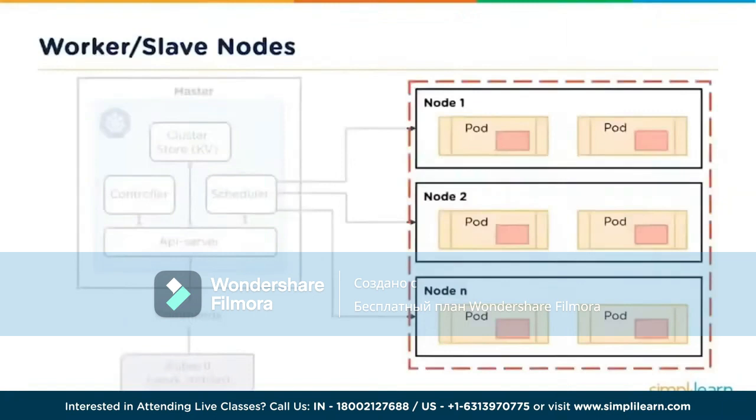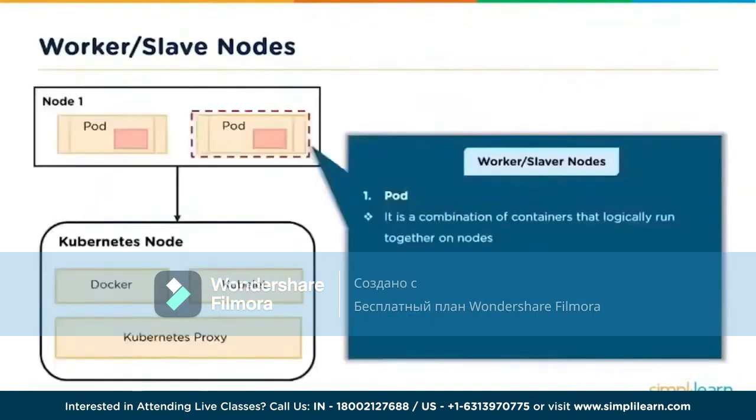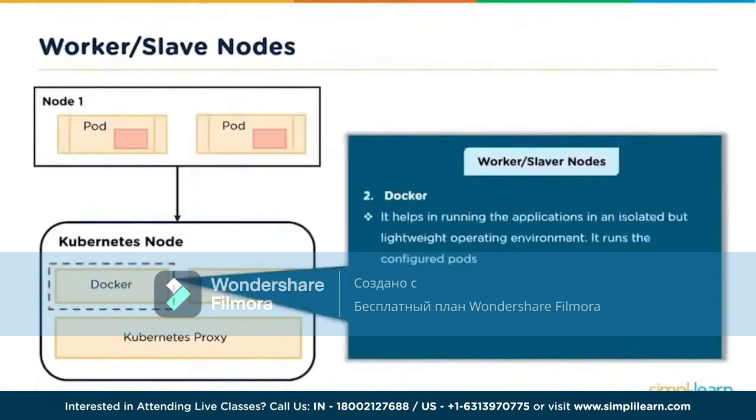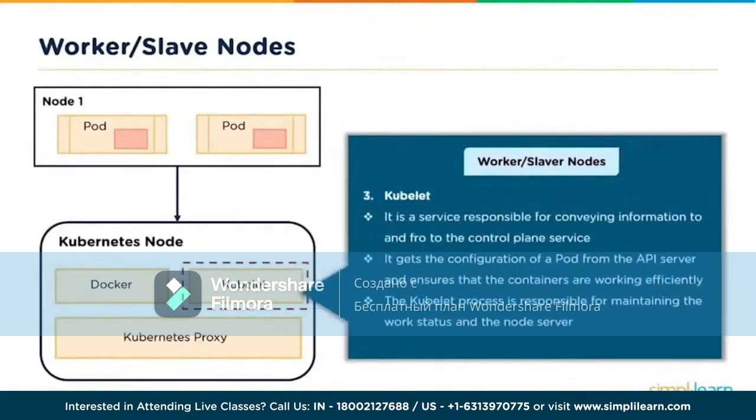Your node environment is where all the work that you do with your containers gets pushed out to. A pod is a combination of containers, and each container will logically run together on that node. So you'd have a collection of containers on a node that all make logical sense to have together. Within each node, you have Docker, your isolated environment for running your container. You have your kubelet, which is a service for conveying information back and forth about the health of the Kubernetes node itself.